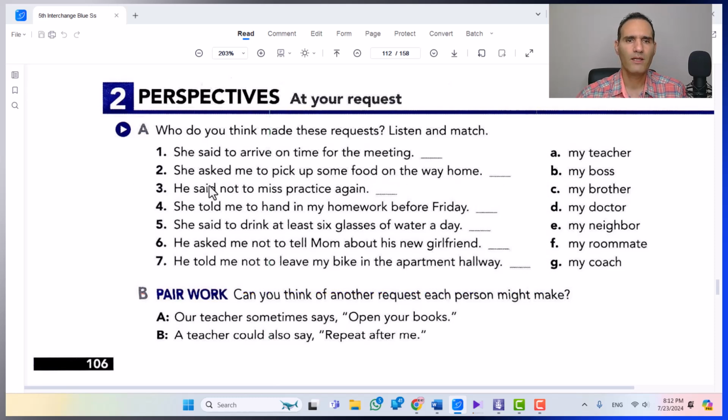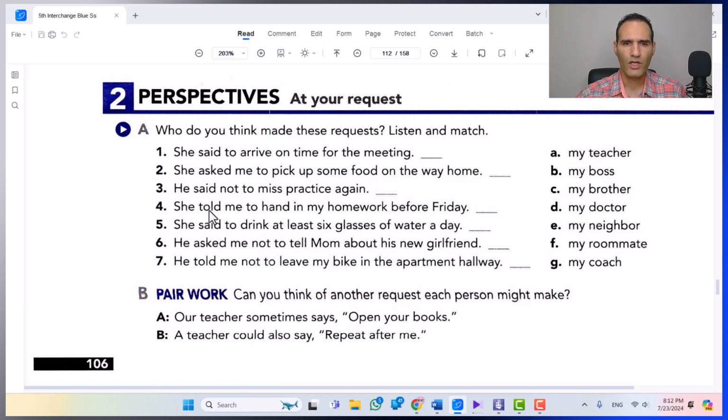Memorize. He said not to miss practice again. So miss a practice session. Who says this? The coach. Not to miss the practice session. So the coach says don't miss the practice session. And then the reported speech is not to miss the practice session. Miss a practice session.